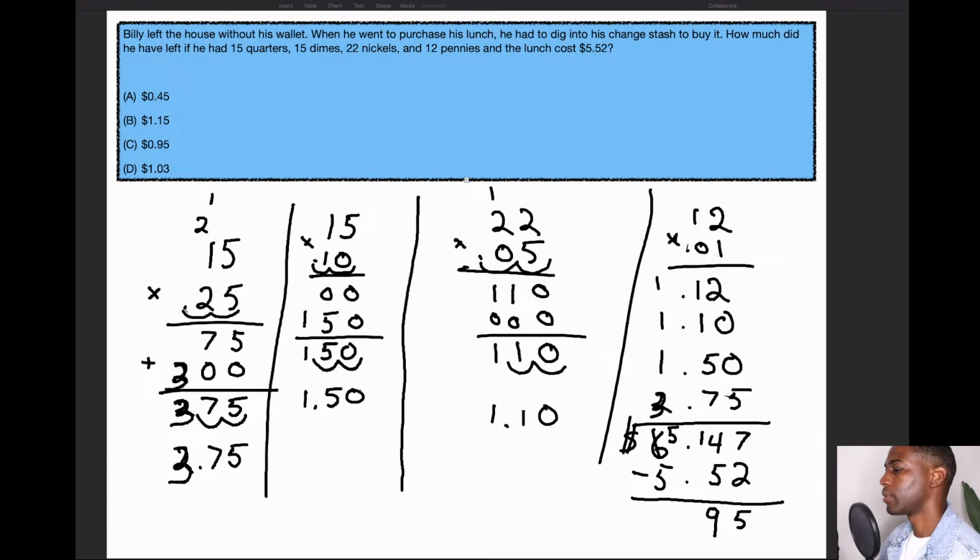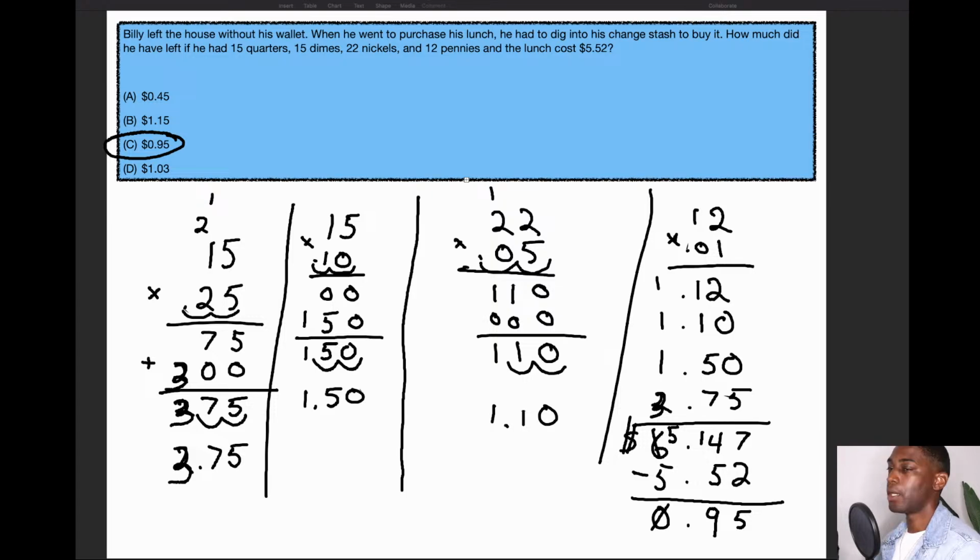Decimals drop down. 5 minus 5 is nothing. So 95 cents. Okay, let's go to our answer key. Do we have a 95-cent option? We sure do. So this guy gets 95 cents left over in change.